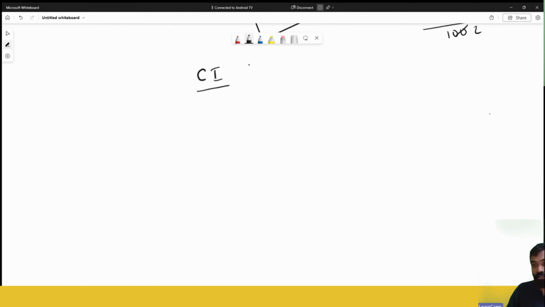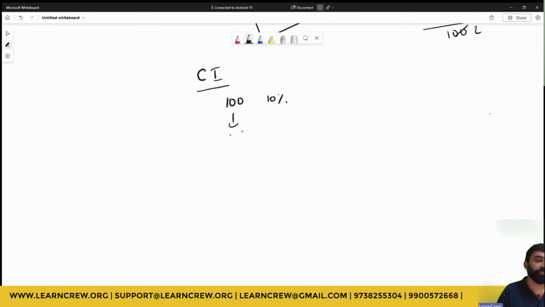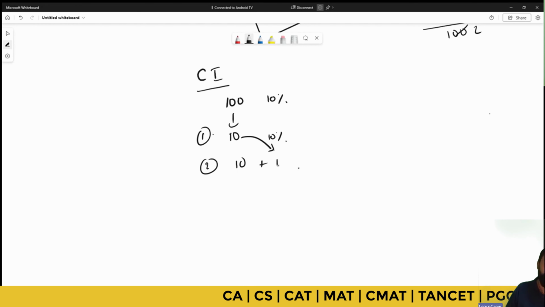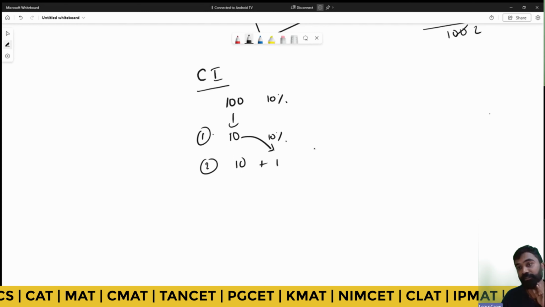Now we'll start with compound interest. So compound interest, I said, is going to be cumulative. It is going to accumulate over the years. The first year, if for 100 rupees you're going to pay an interest of 10%, it is going to be 10 rupees for the first year. Second year, you're going to pay this 10 rupees plus the interest of 10 percent on this 10 rupees. It is going to be 1 rupee. So in this way, it is going to accumulate over the years.